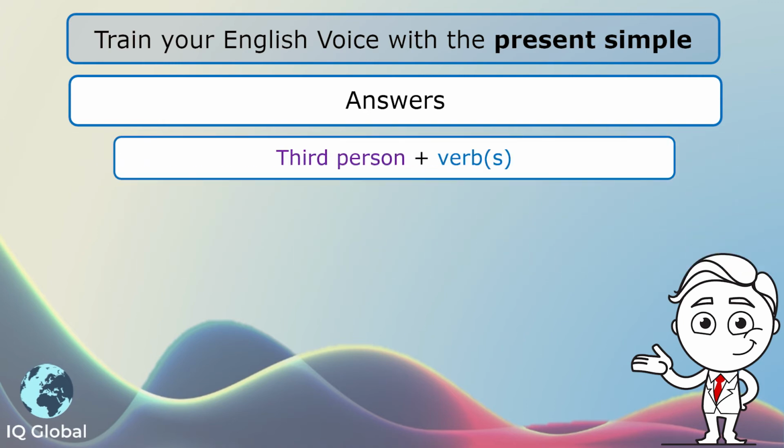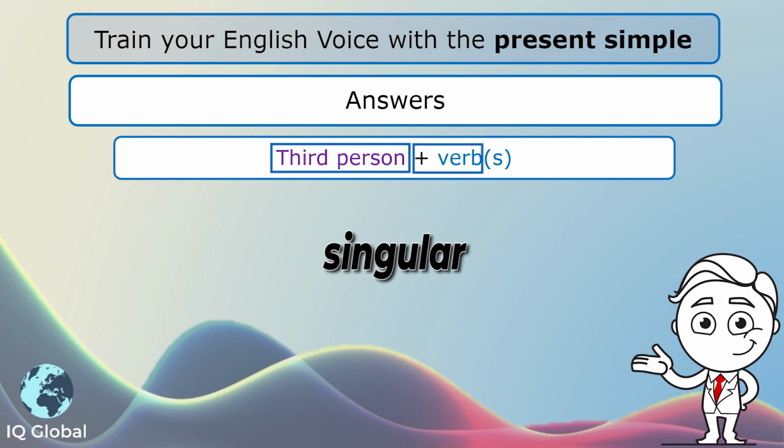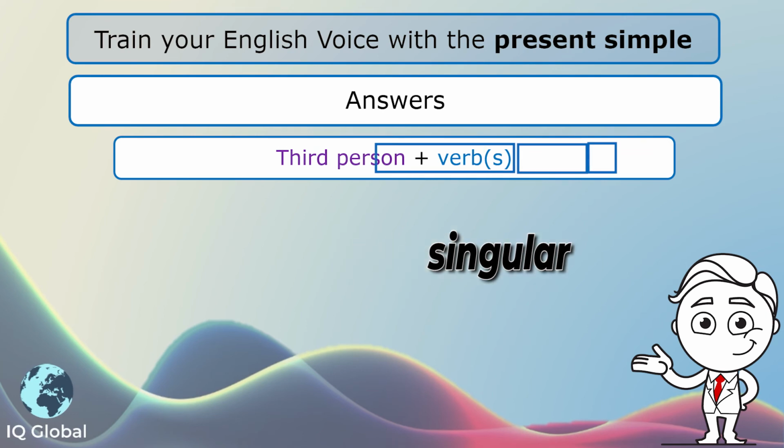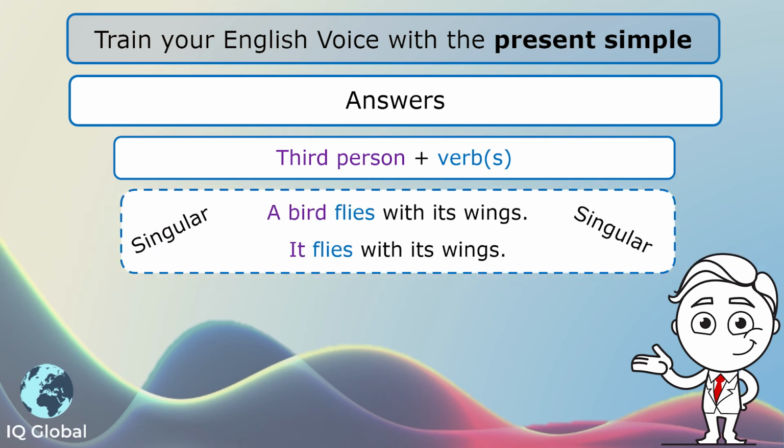Now, if we answer and it's singular, the rule is third person, singular, plus verb, but now we are going to add an S to the verb. So have a look at sentence 1. A bird flies with its wings. So a bird is the third person singular, but now we say flies, okay?